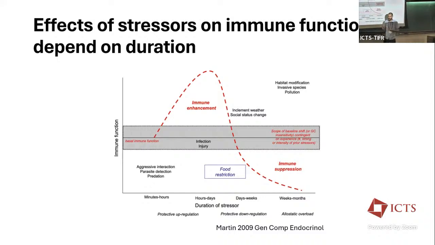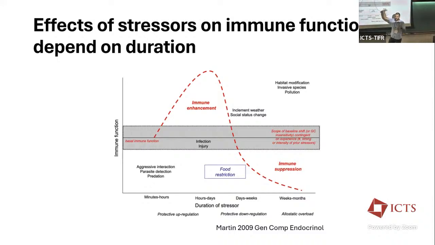Like, that's actually really what the immune system, or this stress response, has evolved for, right? To preempt some of these insults. And things like inclement weather, a very rainy period or a big snowstorm, or social status change, or food restriction, something that maybe lasts days to weeks, that may be something that an animal can get through just fine, right?